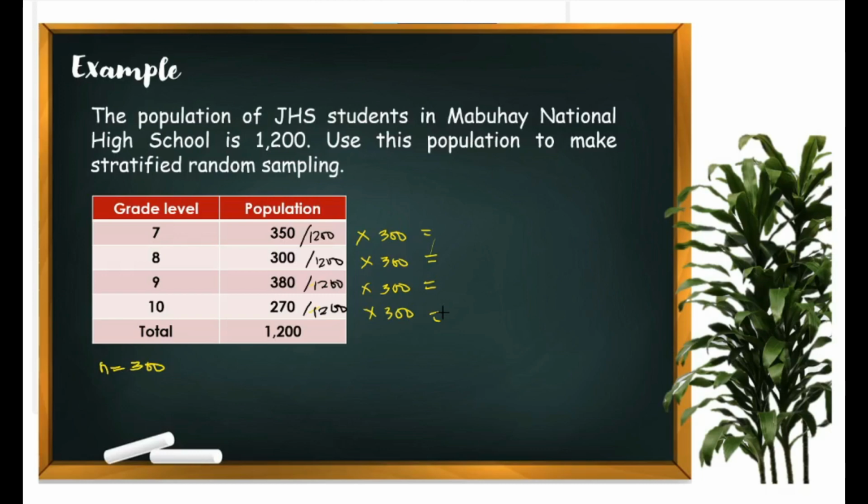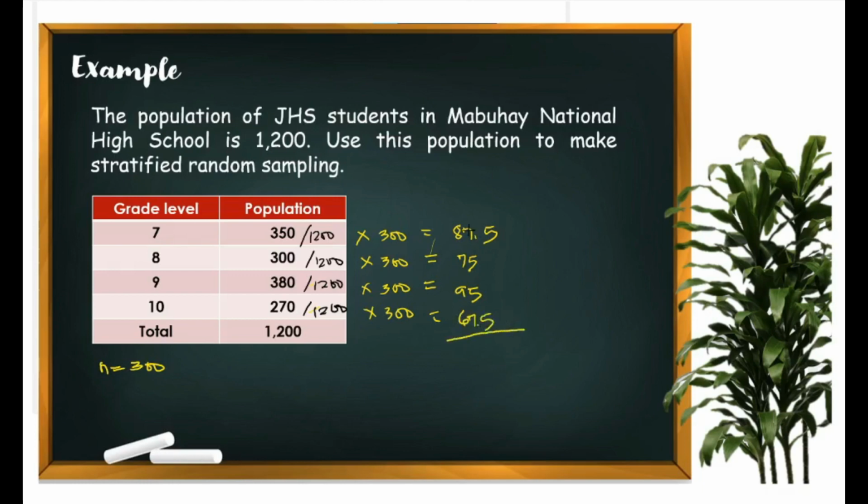Ayan, so i-divide natin, no? 350 divided by 1,200 is 0.29 times 300. The answer is 87.5. Huwag muna nating i-round off. Okay? Next, 300 divided by 1,200 times 300 is 75. Tapos, 380 divided by 1,200 times 300 is 95. Tapos, 270 divided by 1,200 times 300 equals 67.5.